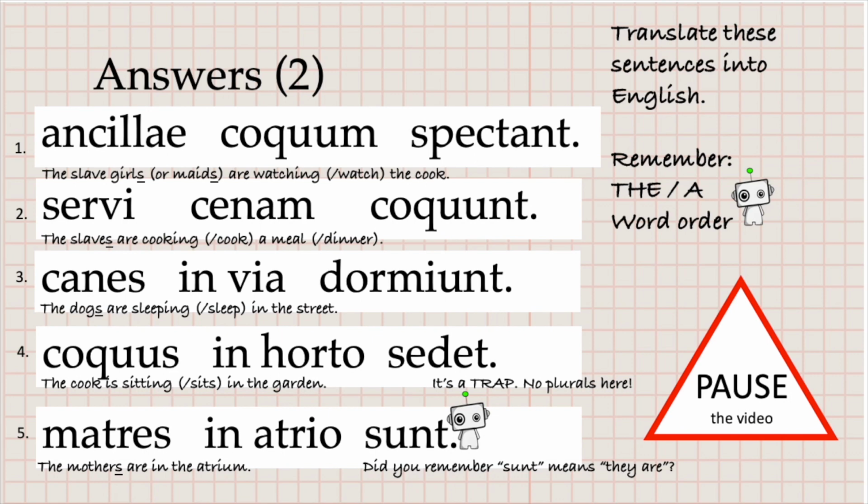Now the fourth one was a cheeky trap, because coquus in orto sedet doesn't have a plural in it, so the cook is sitting in the garden. And number 5, matres in atrio sunt, the mothers are in the atrium. Did you remember that sunt means they are? Well done if you got them all right. If you didn't, go back to the declensions and have another look at the endings.